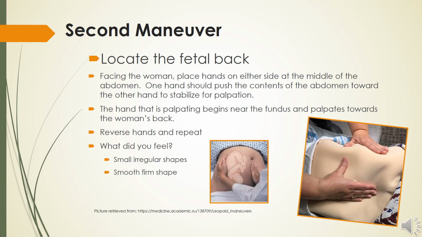What did you feel when you palpated? If you palpated smaller, protruding, and irregular shapes, it's most likely the small parts of the fetus. But if you felt something that was firm, smooth, and consistent, that was likely the fetal back.